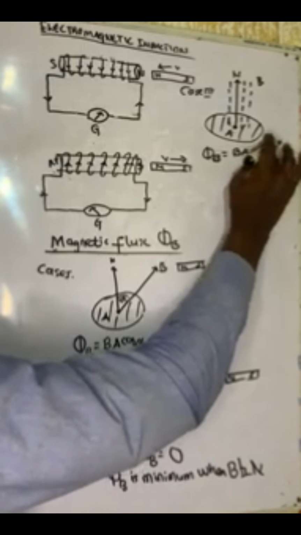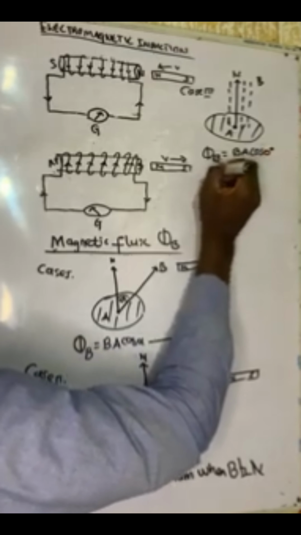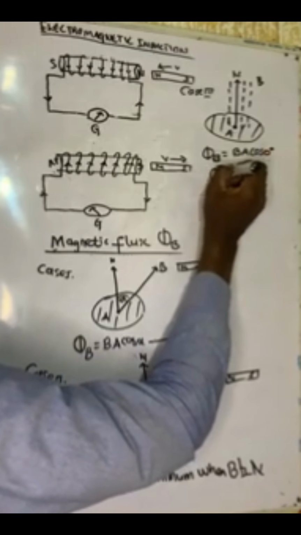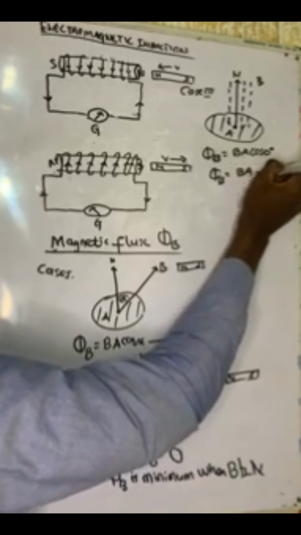But at this time, the angle is 0 degrees, and cos 0 is 1. So we can say the magnetic flux would remain only the product of the magnetic field and the area of the conductor.